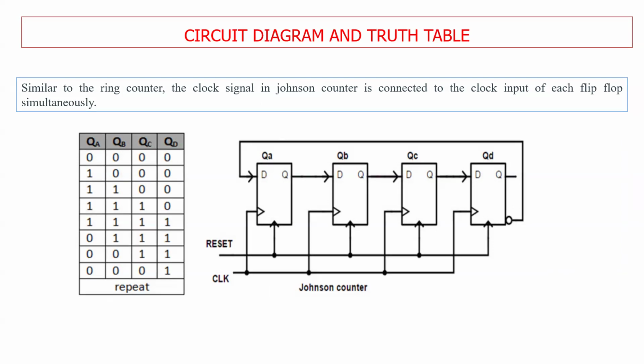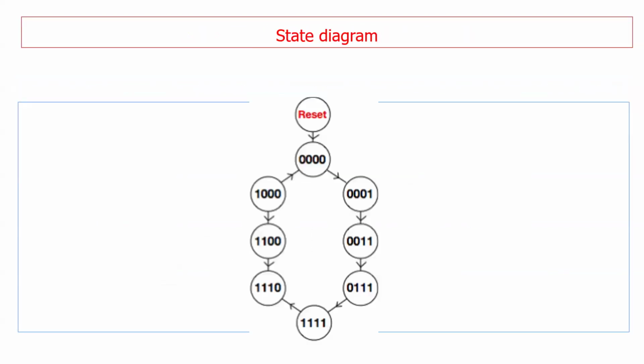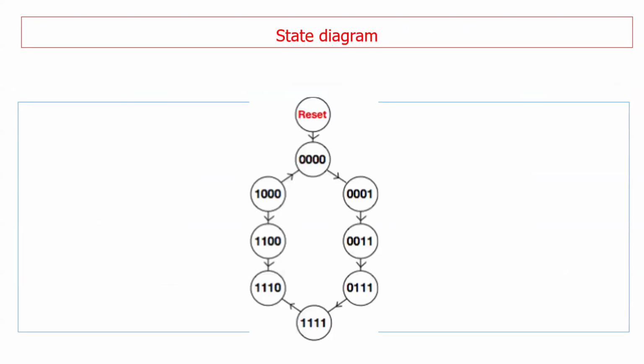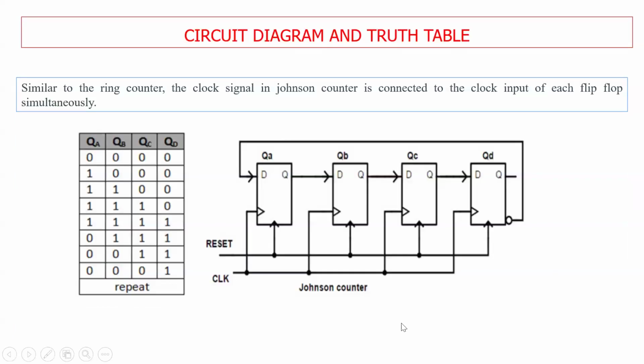The clock pulse is applied. Starting from 0000, the last Q bar is given to the first flip-flop, because Q bar is connected. Since QD is 0, its complemented output QD bar is 1, so during the clock pulse the first bit becomes 1 and the remaining bits are all 0.